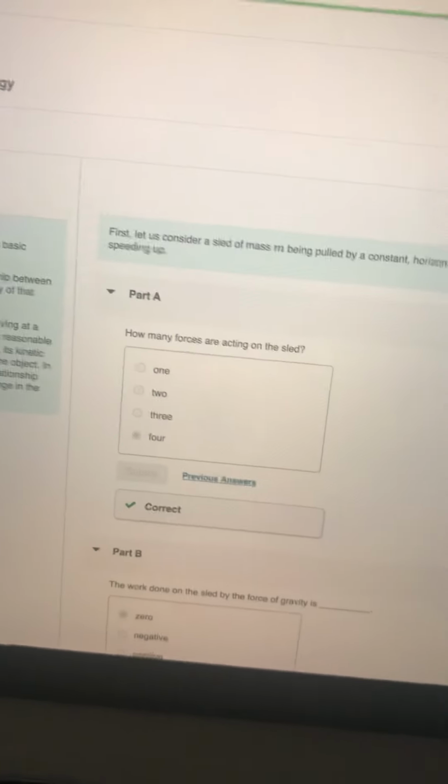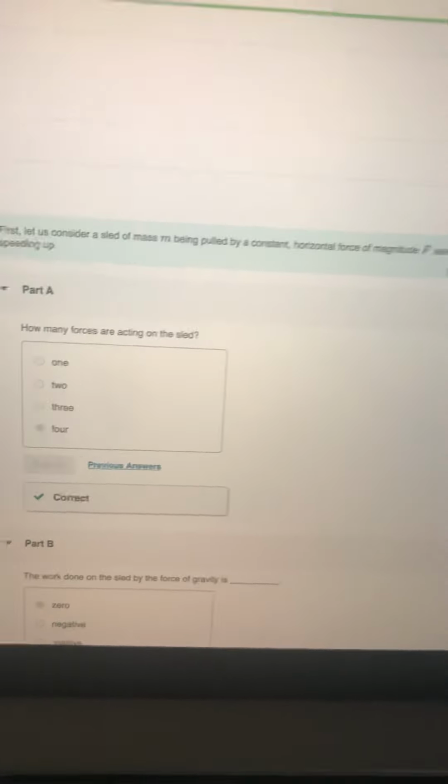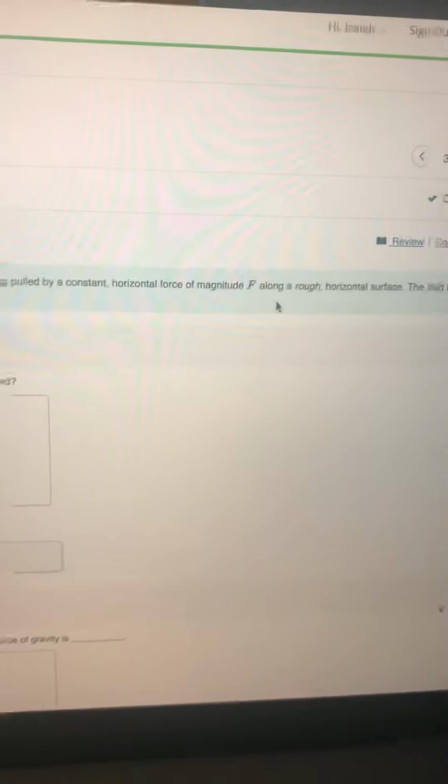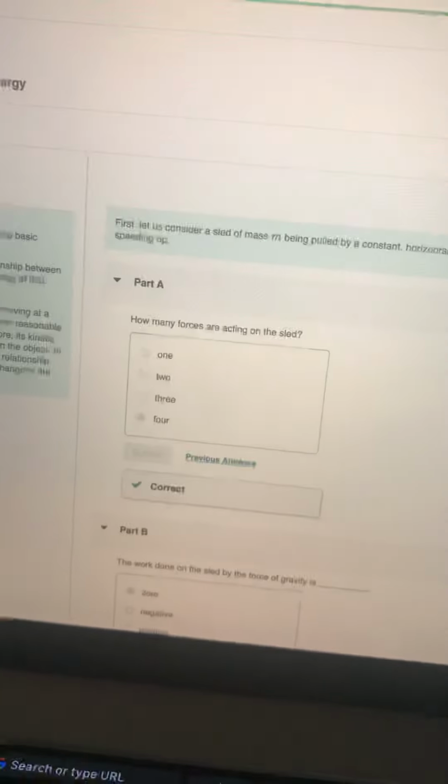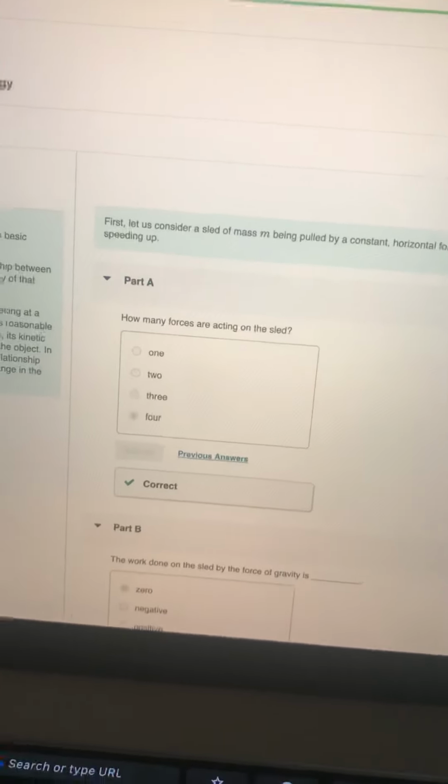Alright, so we have a sleigh being pulled by a constant force along a rough horizontal surface. Okay, and it's speeding up. How many forces are acting on the sleigh?